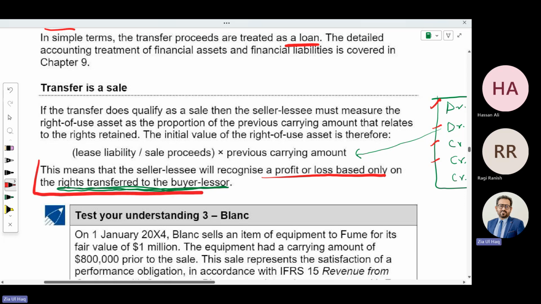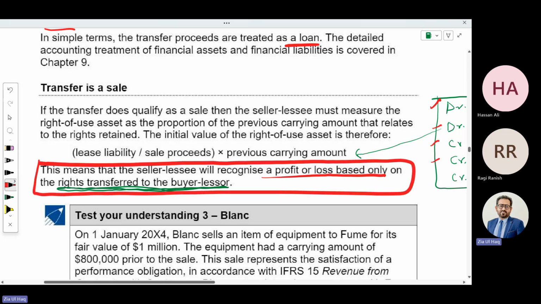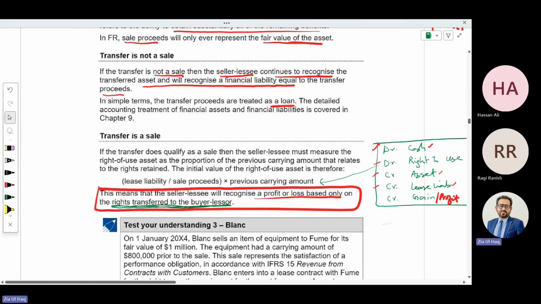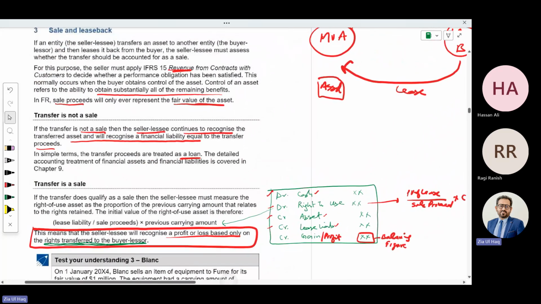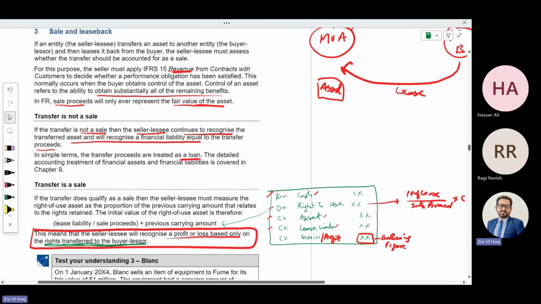And what does this mean? We will be able to understand by a practice question. So in case of sale and leaseback, the examiner will inform you whether it is meeting IFRS 15 criteria or not. In the question, they will write 2-3 lines about this: this is meeting the criteria of IFRS 15.